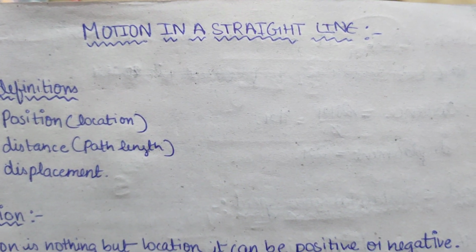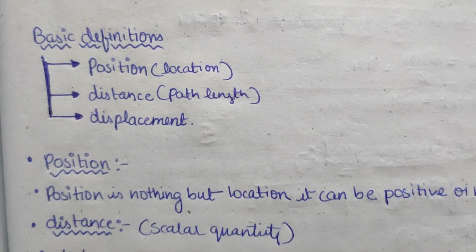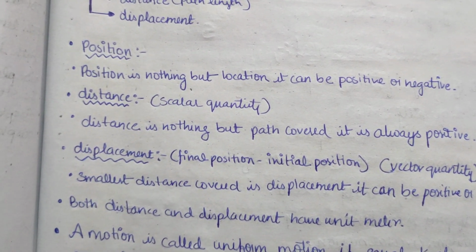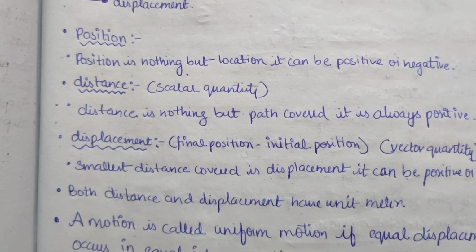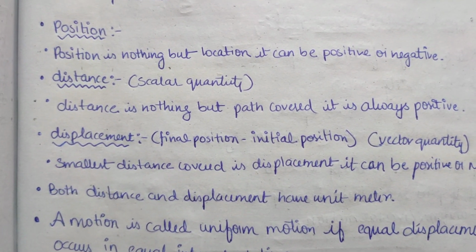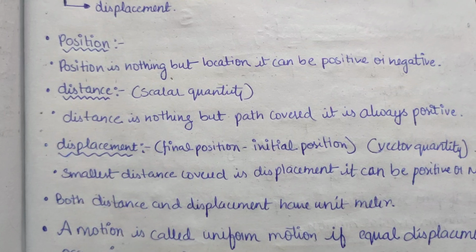Today, let us start with the chapter motion in a straight line. First is basic definitions. First, position. Position is nothing but location. It can be positive or negative. Then distance. Distance is a scalar quantity, where distance is nothing but the path covered, and it is always positive.